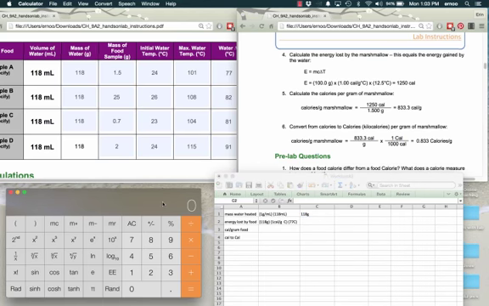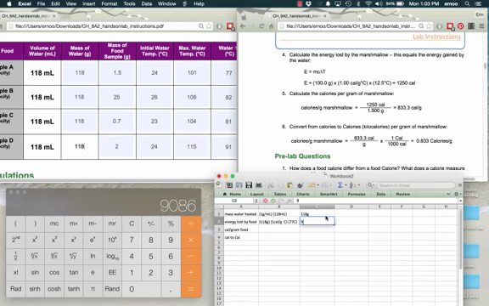So let's do that math. 118 times 77 gives us 9,086 calories. Okay, we did not burn just 1 calorie of food, or we did not test just 1 gram of food, I'm sorry. We tested 1.5 grams of food. So let's go ahead and do that calculation. We have to scale our calories for 1.5 grams of food.